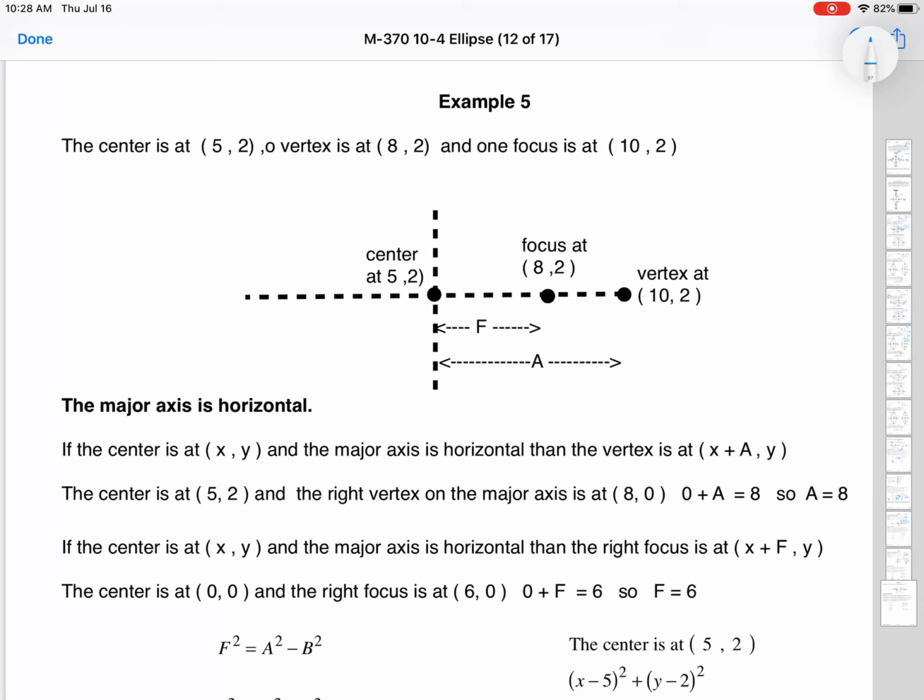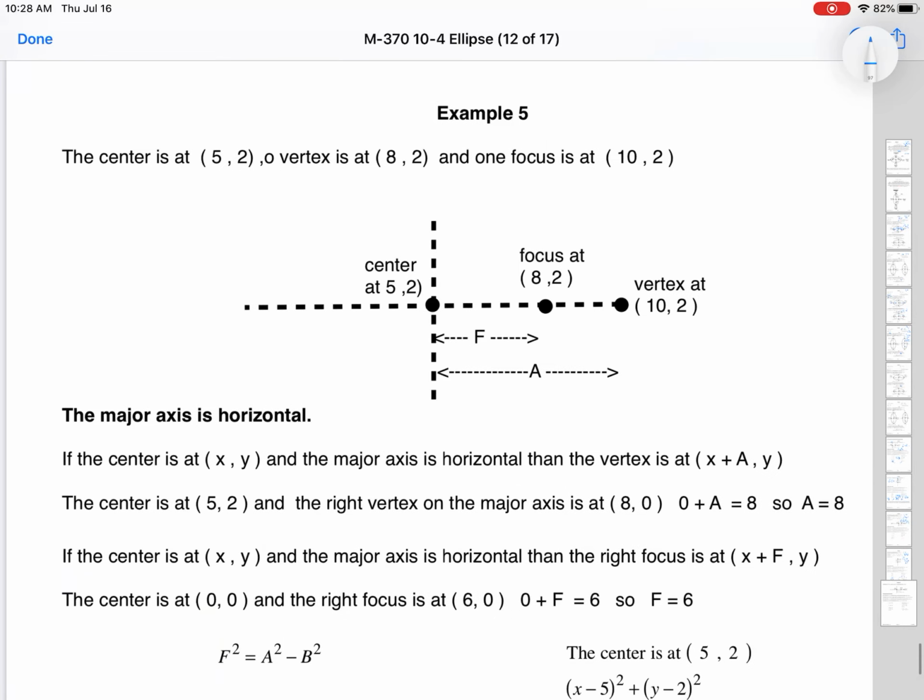Here, the center point, the 2's are the same, so the center is right in between 5 and 8. 8 plus 5. Interesting. Let's see what he does. Oh, the center's at 5, 2. I was reading that wrong. Center's at 5, 2. A vertex is at 8, 2, and a focus is at 10, 2. So he's going right back to some of the earlier ones. So what do we know? We know it's x minus 5 squared right away, plus y minus 2 squared right away, equals 1 right away.